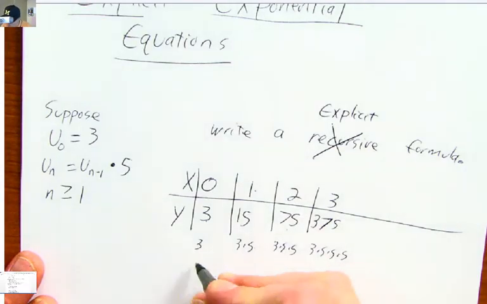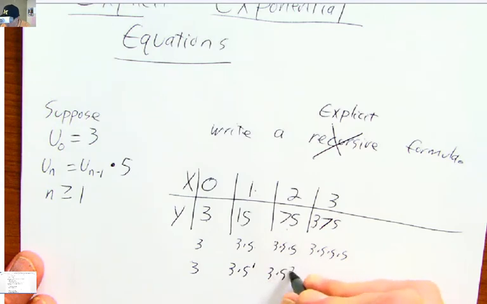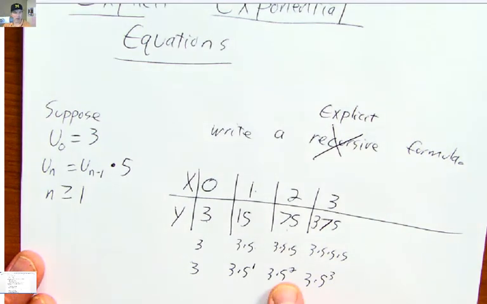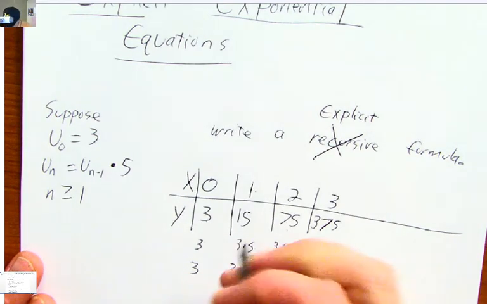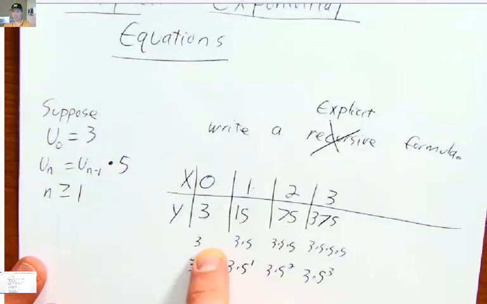Or maybe we could write it like this. This is just 3. This is 3 times 5 to the 1. This is 3 times 5 to the 2. This is 3 times 5 to the 3. Well, if I follow that pattern, what would this one be? This one would be 3 times 5 to the 0, which makes sense because there are no 5s up there. And 5 to the 0, as everybody knows, is equal to 1.